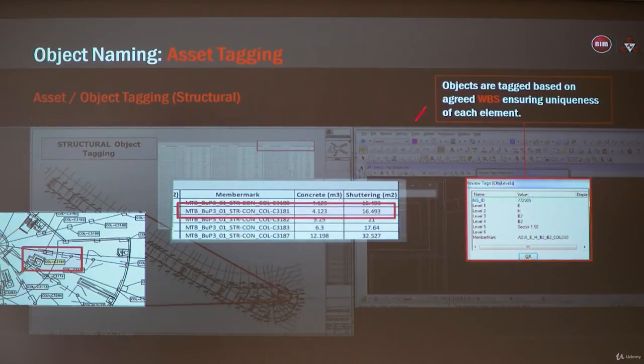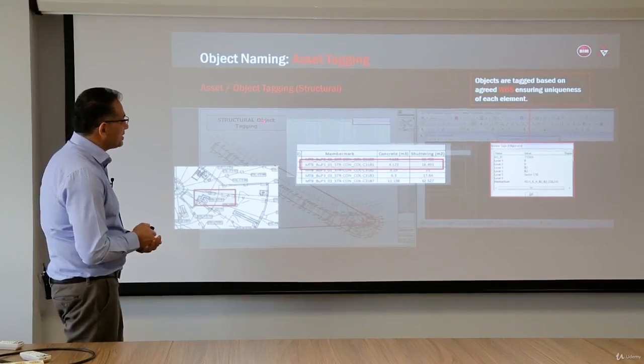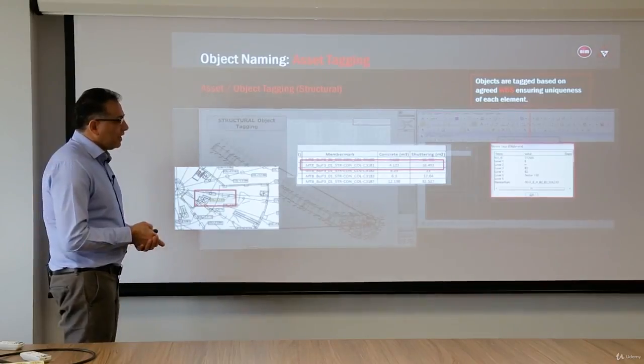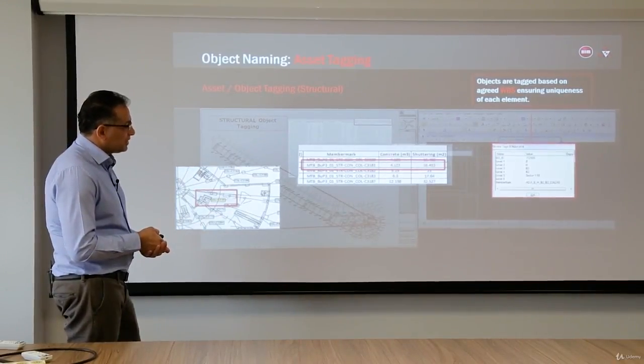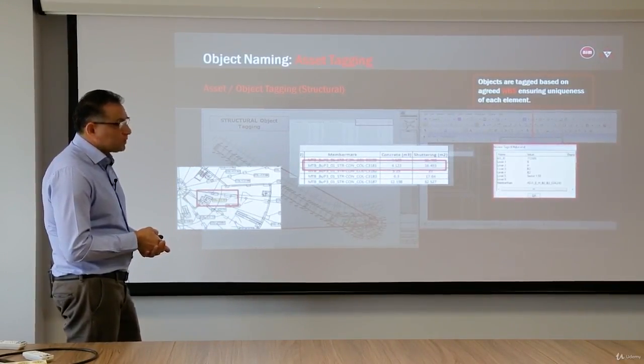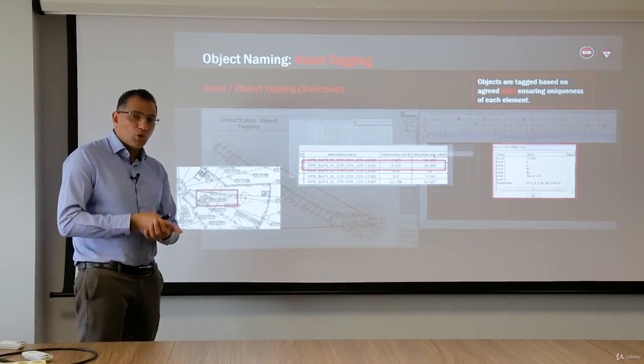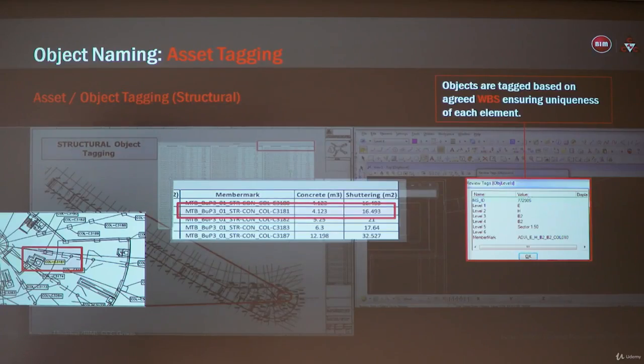What you see in front of you is just an example of the object naming convention. This is what we call a member mark. In our definition, you can call it asset tag or object tag. And what you see here is an integration between the work breakdown structure, as you know, the method where the construction process is happening, and disciplines. For example, this is MTB, the name of the project.